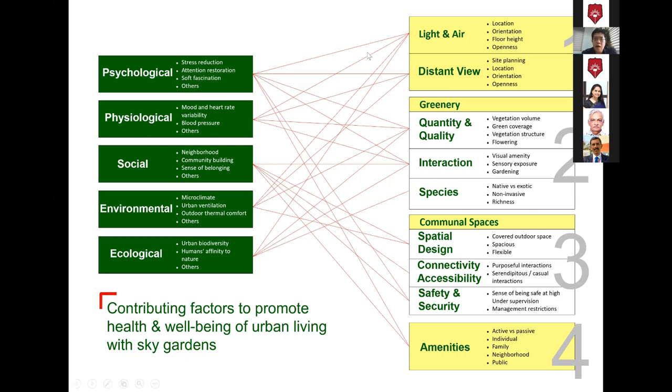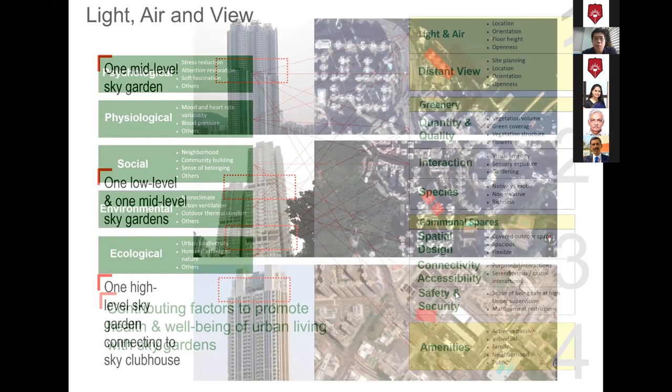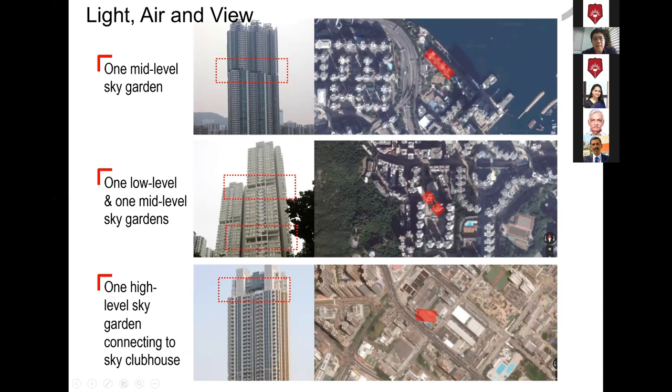But how can we have those communal green spaces at that high level contribute those benefits? So we should take care of 4 points here. I will elaborate one by one. The first one is the light, air, and view. And these are very much dictated by the location of the building.